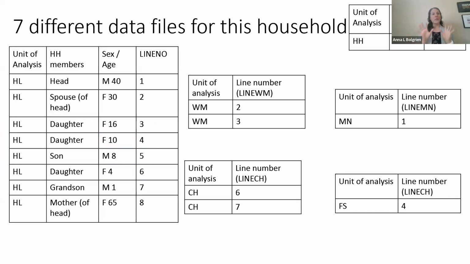So overall, this one household is represented in 7 different data files. The household file for the information about the household, the roster file with all the information about the individuals, and then select individuals are located in the women and men files, and the children and adolescent files. So there's a lot of different files that can represent different information about each of these people within this household.